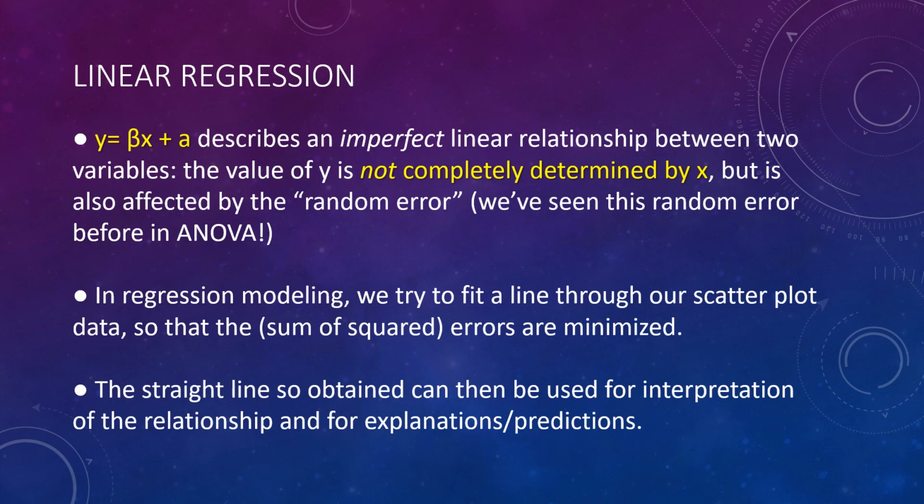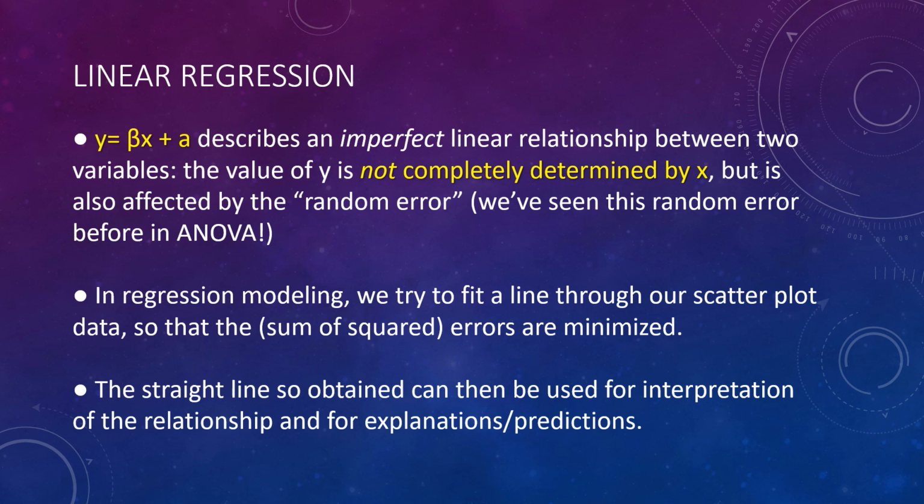This slide here, I'm explaining slightly differently what I stated on the previous slide. We've seen that our simple model here, y equals beta x plus a, describes an imperfect linear relationship, right? So the value of y is not completely determined by x. Remember, it's also affected by random error. We saw that with analysis of variance. And so this is why you're never going to get all these data points fitting exactly on the line. You're going to have some aspect of random error that can fall into it, right?